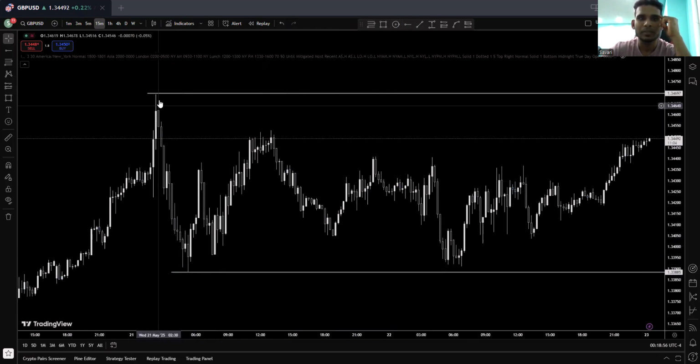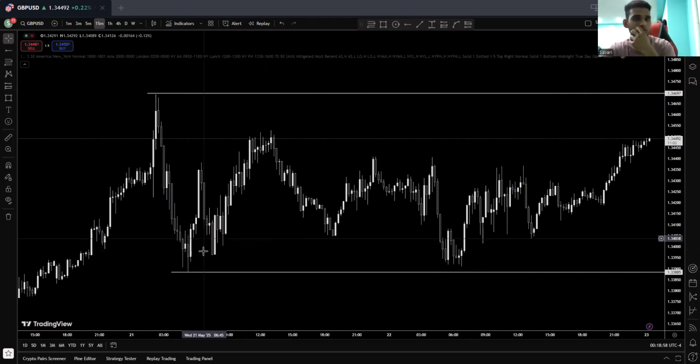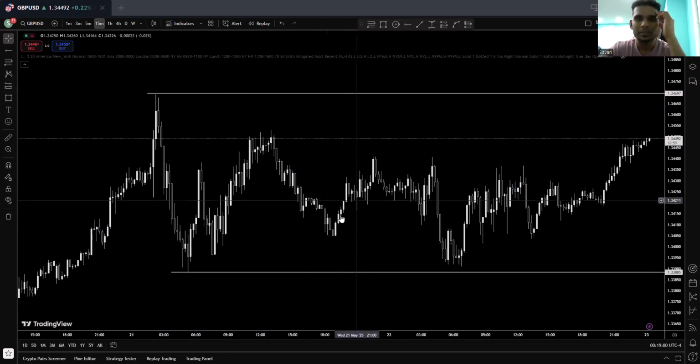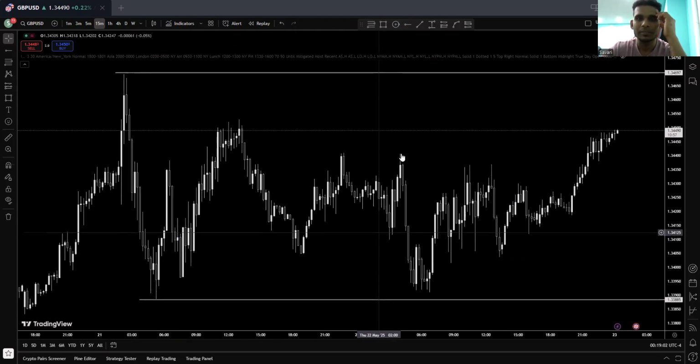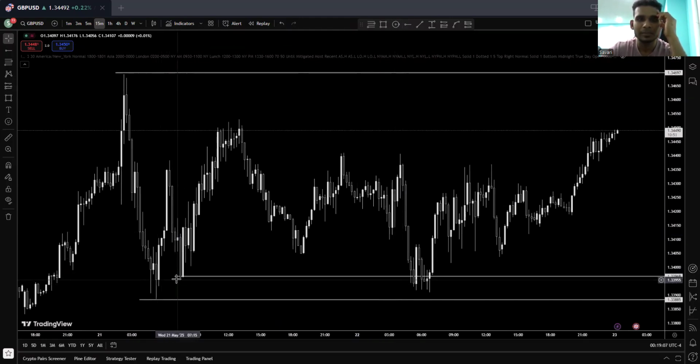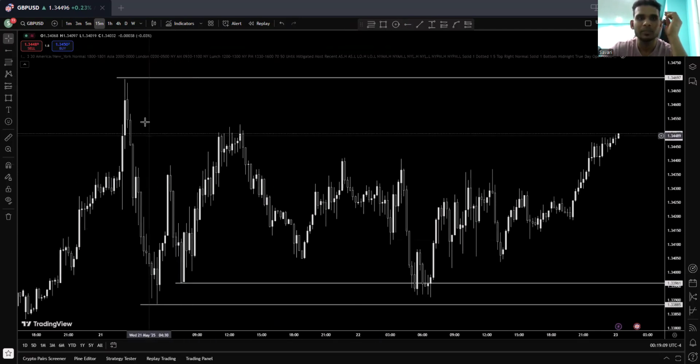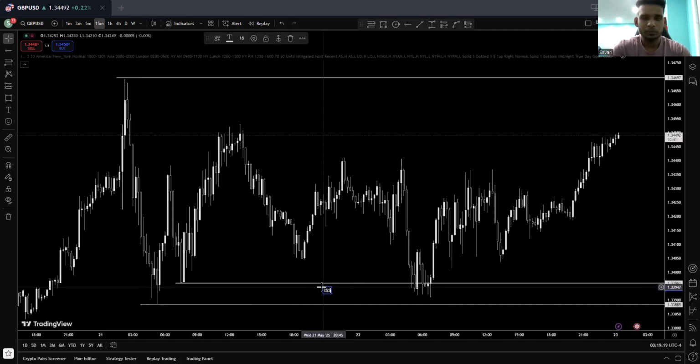So price failed to take this high. Failed to take this low. It's just kind of consolidation. Once inside this range, once the internal sell side liquidity has been taken, you clearly know, right? This is external buy side, external sell side, internal buy side, internal sell side. So this is internal sell side liquidity.